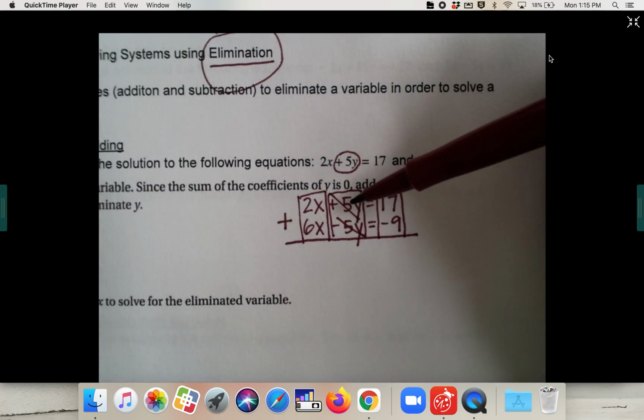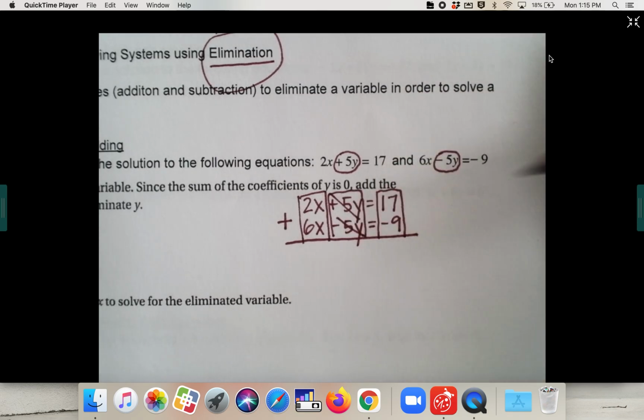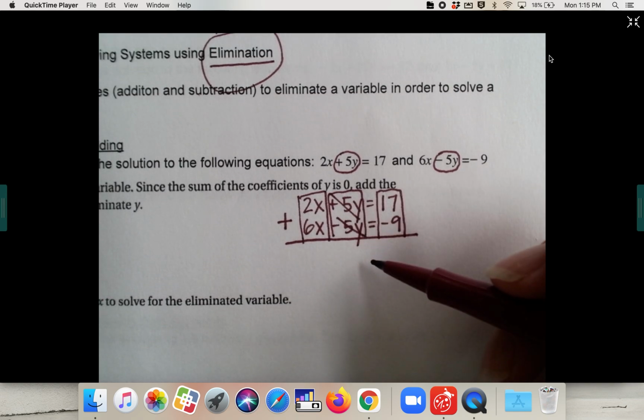So take a look at this. Positive 5y plus negative 5y are opposites. That means they cancel each other out. They would be 0. So if you added it, it would be 0.